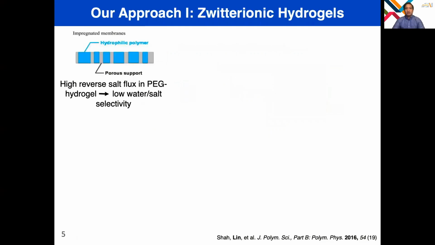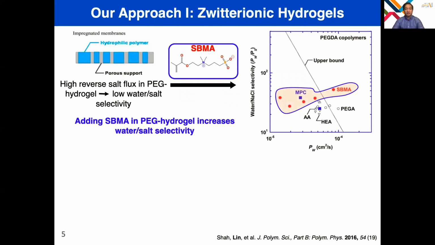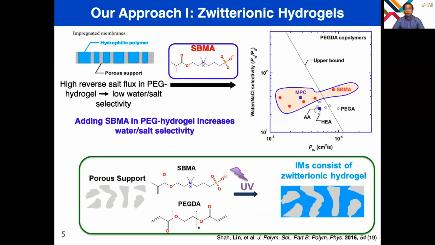From our previous study, we also found that even though the PEG hydrogel impregnated membrane shows minimal ICP effect, its reverse salt flux is high and hence lowers the water over salt selectivity. During this time, we conducted our own study and also found in the literature that the addition of SBMA, or sulfobetaine methacrylate, a zwitterion, in PEG hydrogel system can effectively increase the water over salt selectivity as shown in this figure on the right. Hence, for our first approach, we propose an impregnated membrane consisting of Zwitterionic hydrogel instead of just PEG hydrogel.